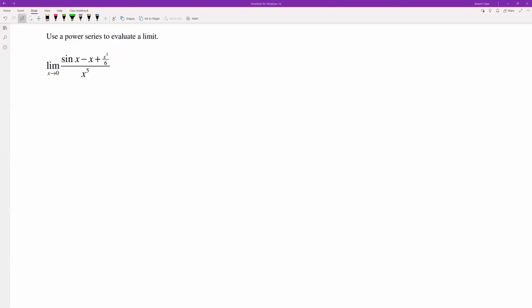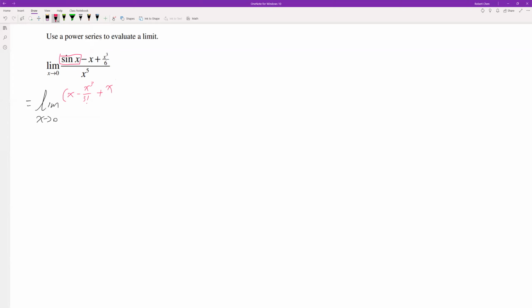All right. So we can represent sine x as a power series. Now notice that the minus x plus x cubed over 6 are already polynomial, and in the denominator we have x to the fifth, which is also a polynomial. So really all we need to worry about is the sine x as a power series representation.